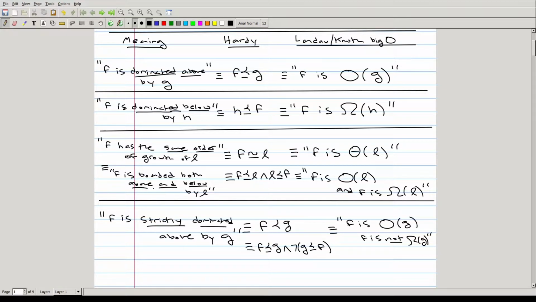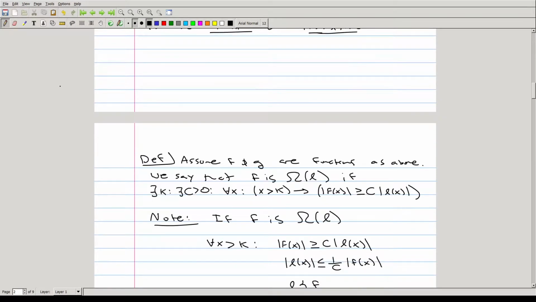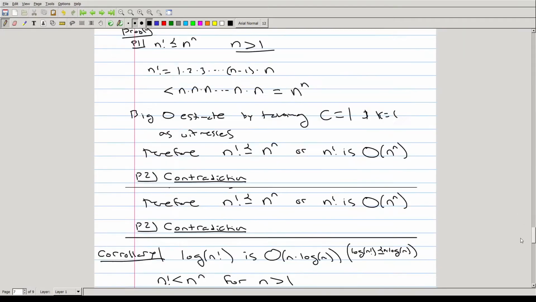So let's jump into some more examples and see if we can go through and show some more of the relations that we talked about previously. And the first thing that I'm going to do here is prove a lemma. And this is that n is strictly less than 2 to the n for all n in the positive integers.